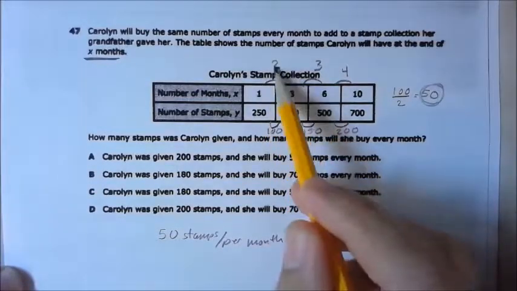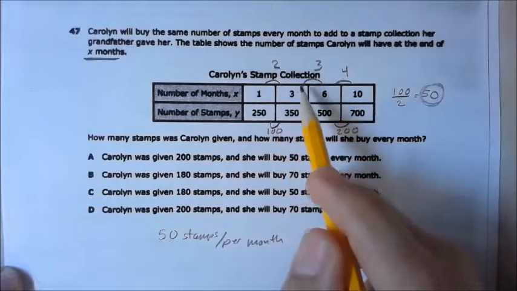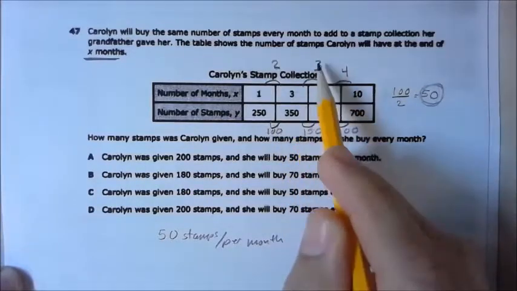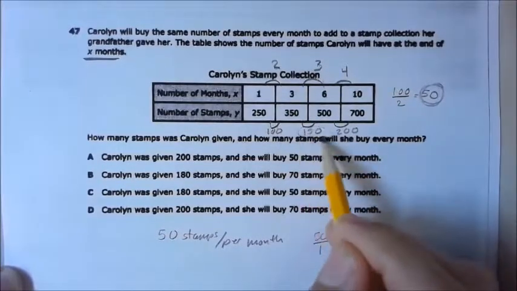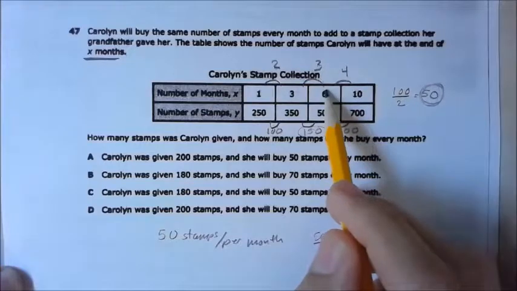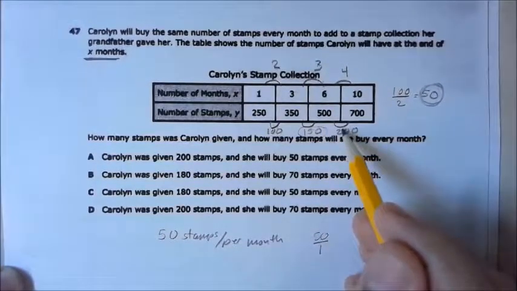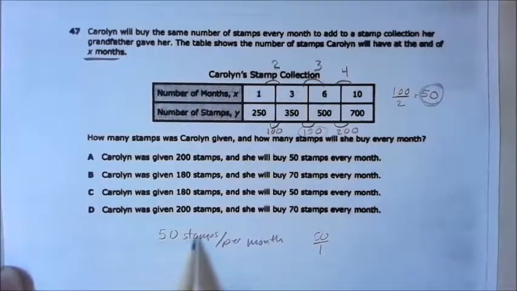Because we increase by 2 and we increase by 100, 2 times 50 is 100. In this one, we increased by 3 months, from 3 months to 6 months. So we could say 3 times 50, and 3 times 50 does give us 150. And this one increased by 4, so 4 times 50 equals 200. So with that being said, we know for sure that we are increasing at 50 stamps per month.